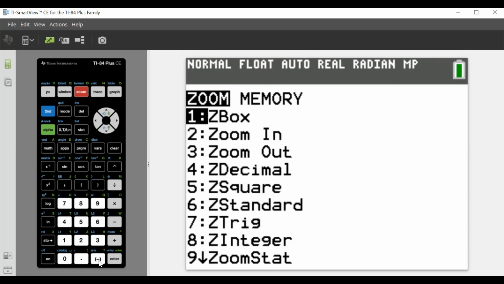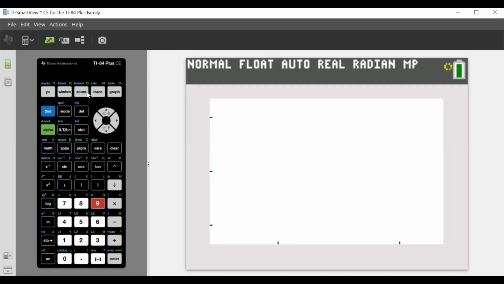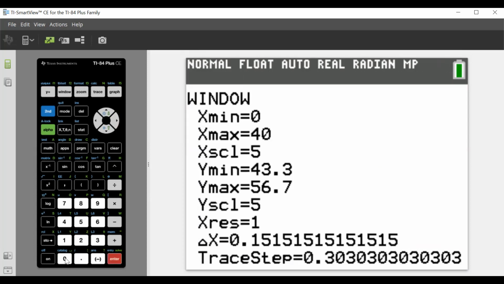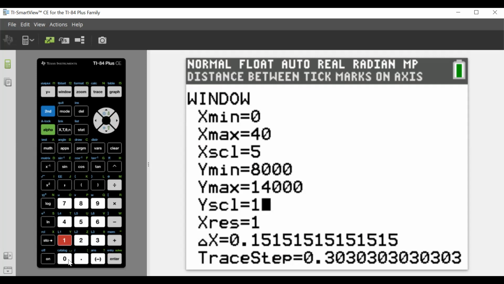Now let's see if we can, I don't know if Zoom 9 will work on this or not. It has to be a Zoom plot. So what we have to do is get our right window. So our X's and Y's, probably X's are going to be from 0 to, I don't know, let's go to 40. Shouldn't be much more than that. Our Y's are going to be, though, let's go from maybe 8,000 to maybe 14,000 by, let's see, 1,000 and see what that looks like.